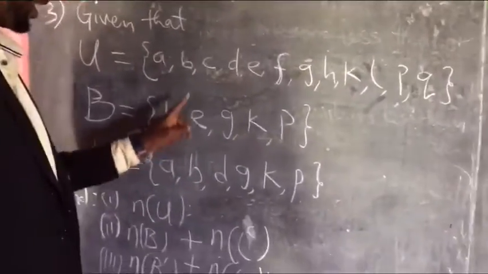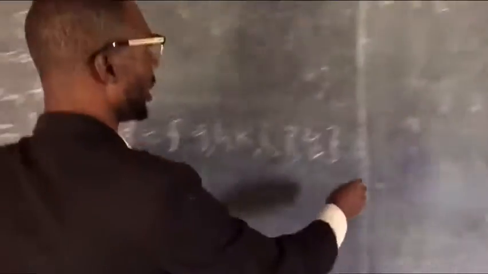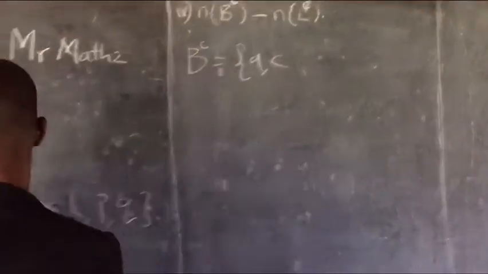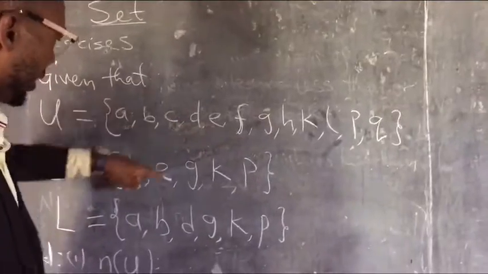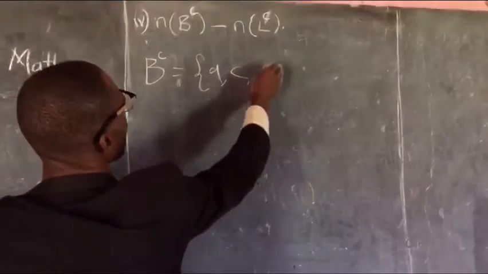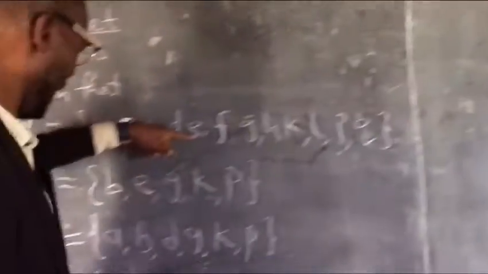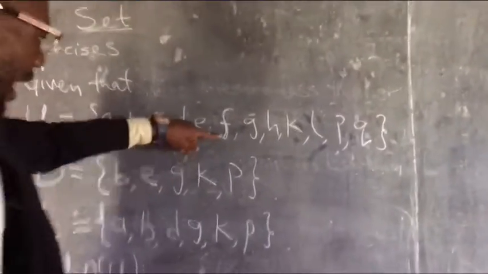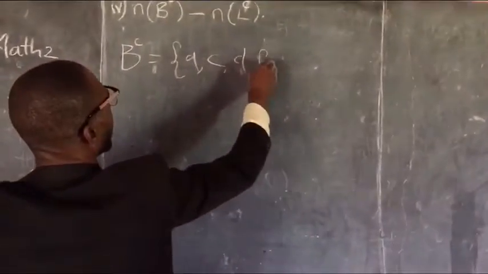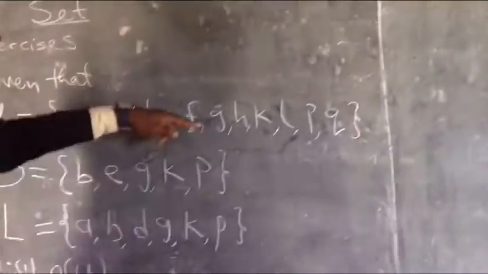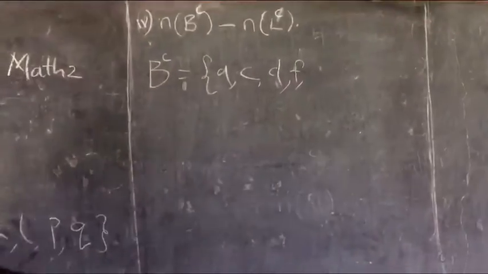B dey here. C no dey here, so we write C. And then D no dey here, we write D. And then E dey here. F no dey here, so we write F. G dey here, abi? So we know we write G.